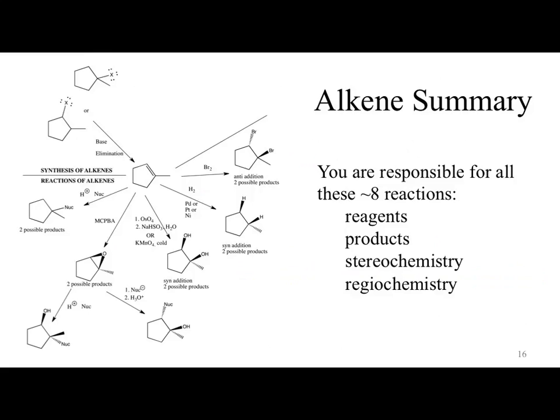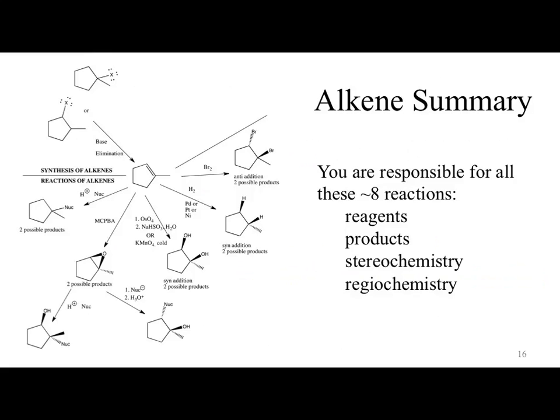As far as the alkene summary goes, what's up here is, I believe, 8 reactions. You're responsible for starting materials, products, and stereochemistry. Here's the word regiochemistry again. Ultimately, it's just where do the atoms go? So if you know what your products are, you're fine as far as regiochemistry goes. So that's roughly 8 reactions on this chart, which summarizes, I think, all of the alkene material. Now it's all up on one slide.